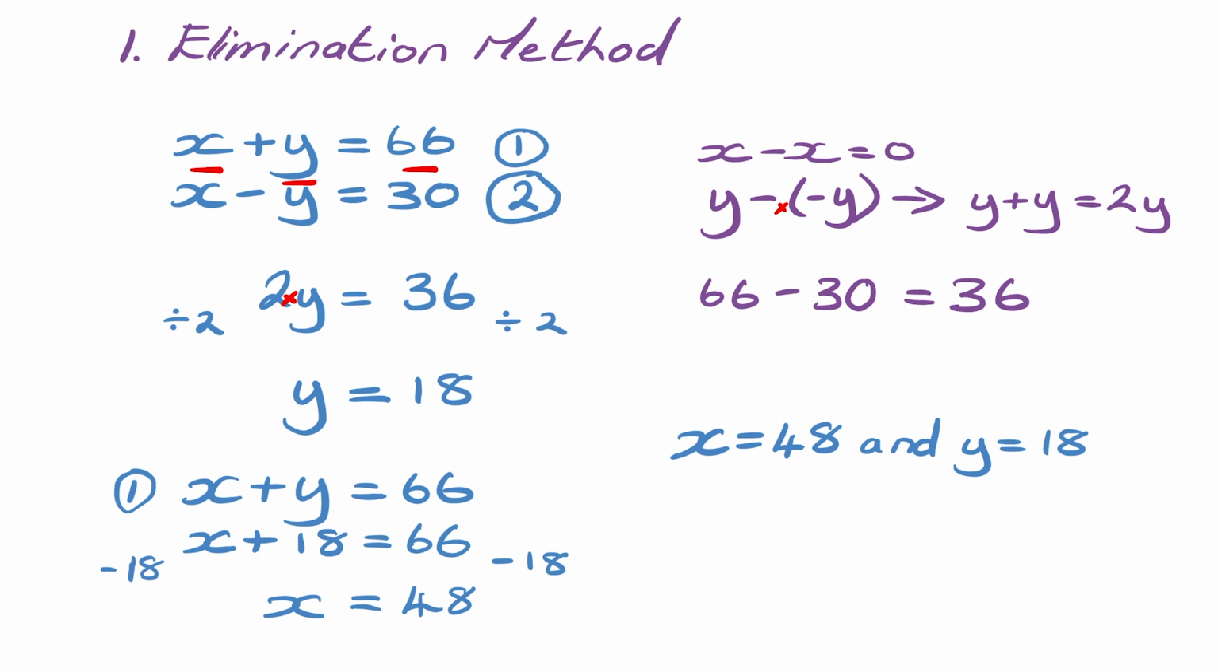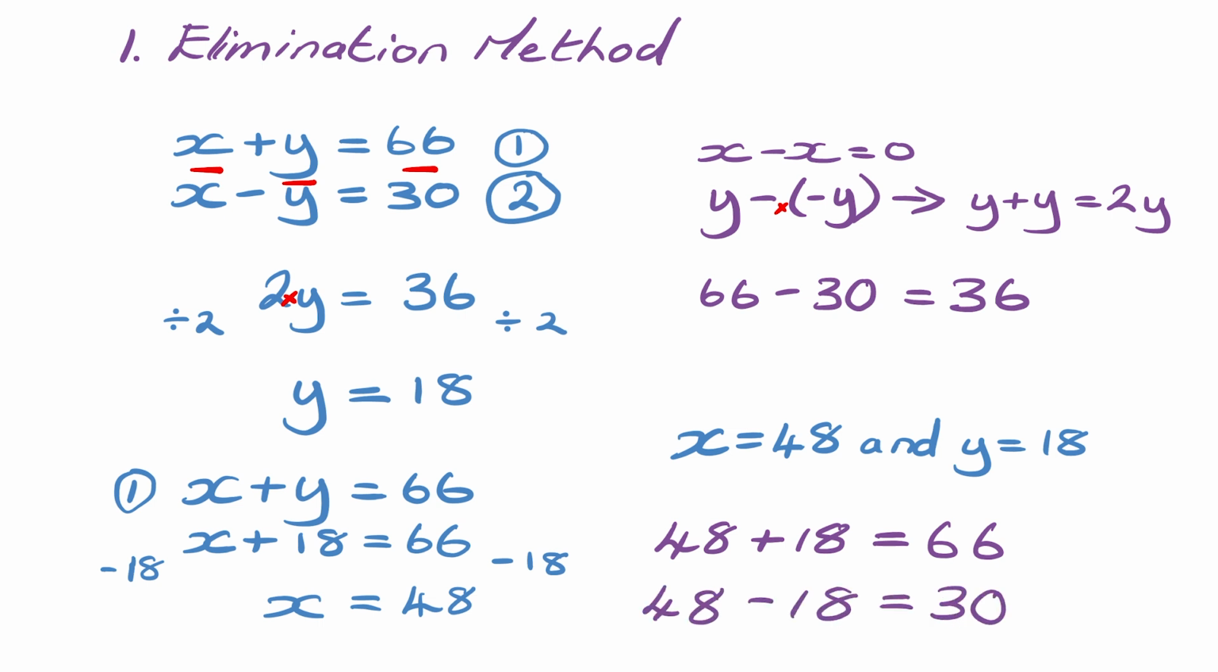Then you should always go ahead and check your solutions. So if x is 48 and y is 18, let's take both equations. In the first one, we can see that 48 plus 18 does indeed equal 66, and 48 minus 18 equals 30. And that's your proof. That's how you really know you've got the simultaneous equation correct.